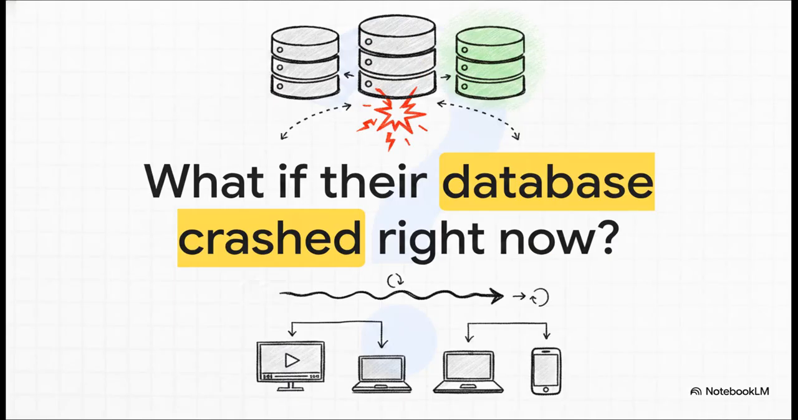So here's the million-dollar question. What happens if the specific database server handling your profile completely crashes, right at this very second? Well, the answer is absolutely nothing. You'd keep right on watching your show without a single hiccup. Why? Because your data doesn't live on just one server. It lives on many. By the end of this explainer, you're going to understand the exact mechanics of how systems like Netflix, Amazon, and Google actually pull this magic off behind the scenes.